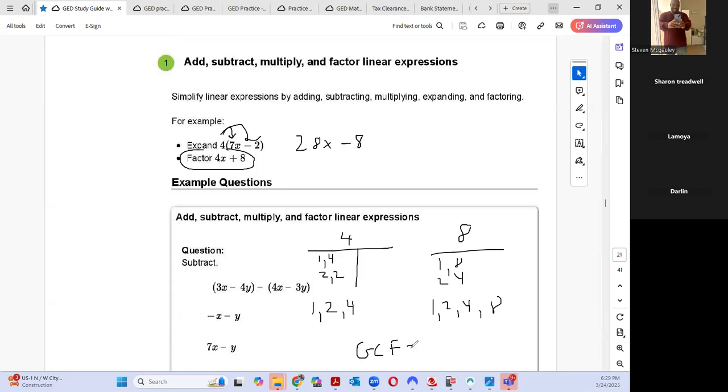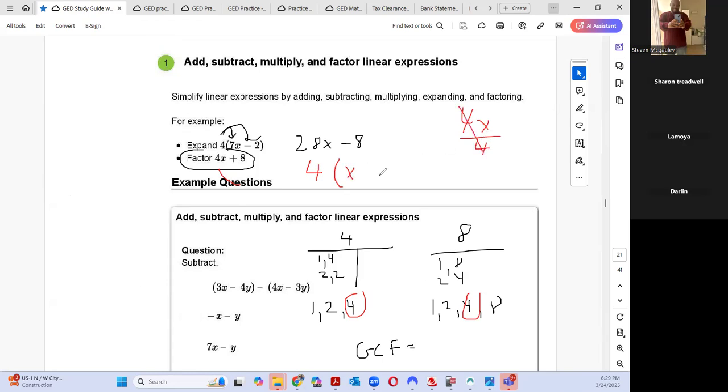The greatest common factor is the highest number in both lists, which is what? 4. So the greatest common factor is 4. That means that's what I'm going to pull out. So I'm going to pull out a 4. So if I do 4x divided by 4, the 4's cancel.